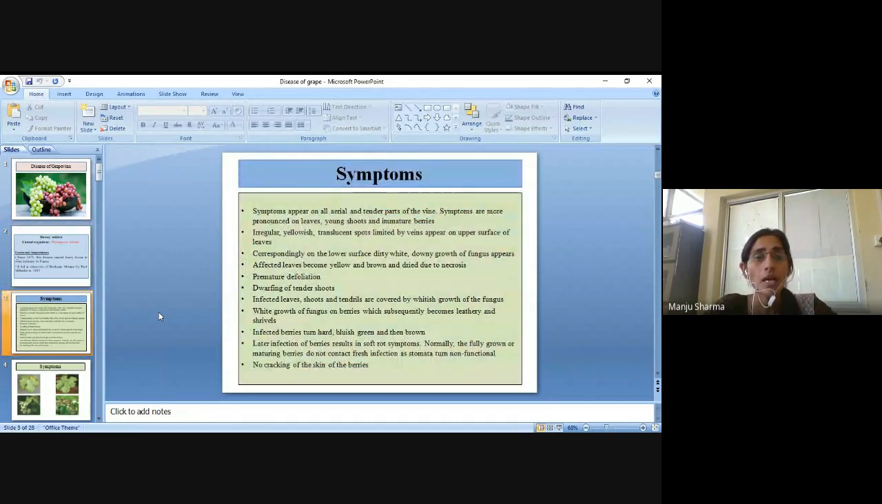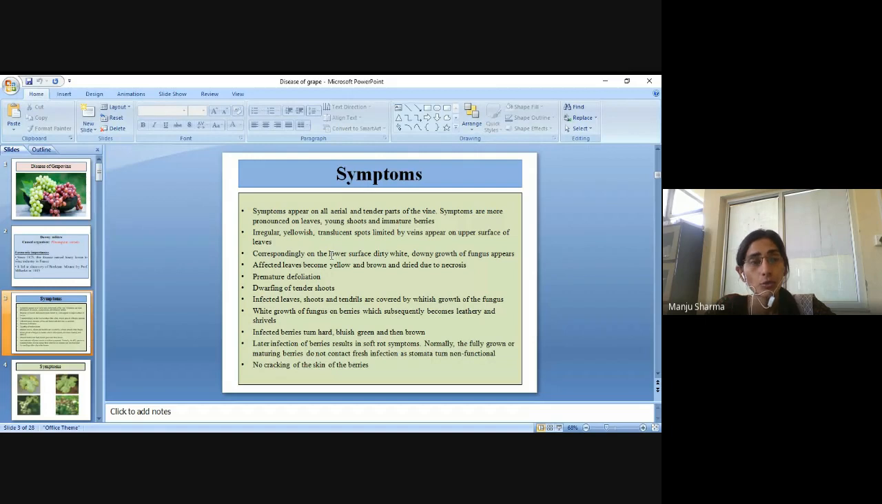The symptoms appear on all aerial and tender parts of the vine. Symptoms are more pronounced on leaves, young shoots, and immature berries. Irregular, yellowish, translucent spots limited by veins appear on the upper surface of leaves.